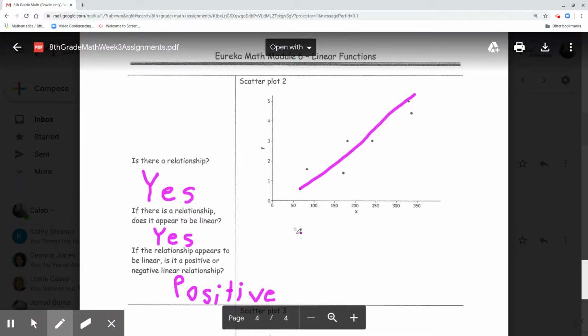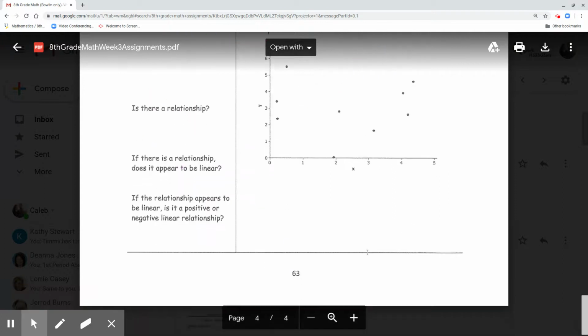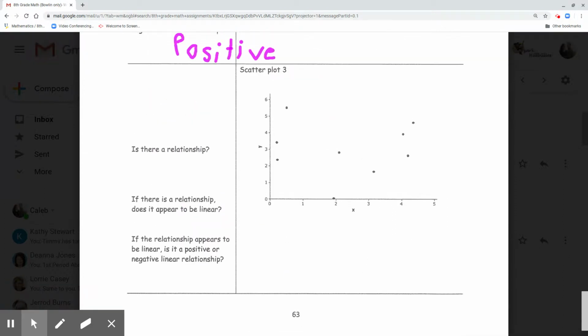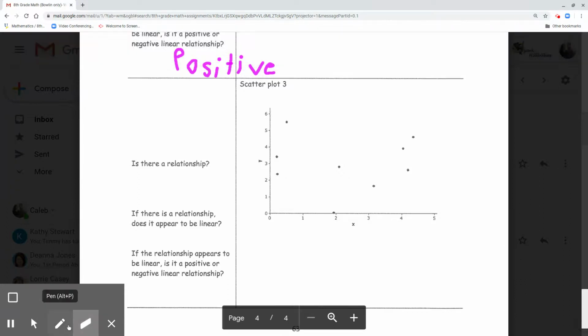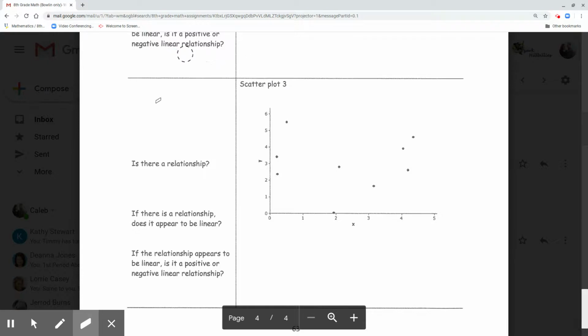Okay, and now let's look at the most interesting one. This is your third one. All right, so Scatterplot 3. Clear our screen a little bit here. The first thing it asks is, is there a relationship? So as I look here, on the previous ones, I drew a line to help me kind of determine where I thought the trend was going.